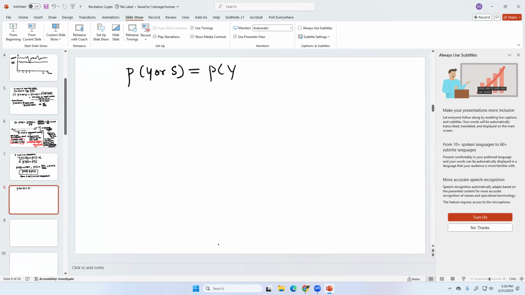What does "or" mean? What do I replace this with here? Union, right? And now what is the formula for this? It is P of y plus P of s minus P of y intersection s.